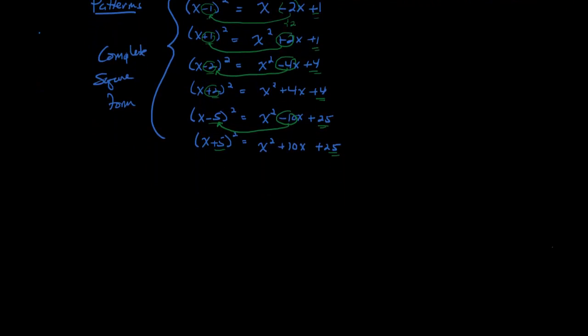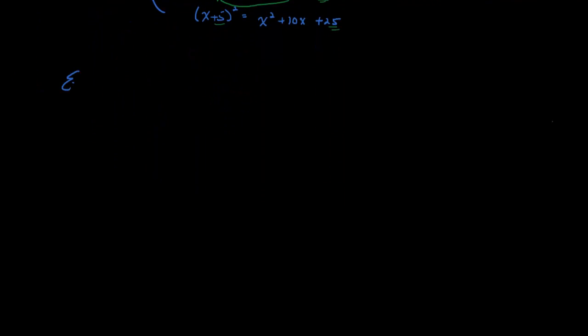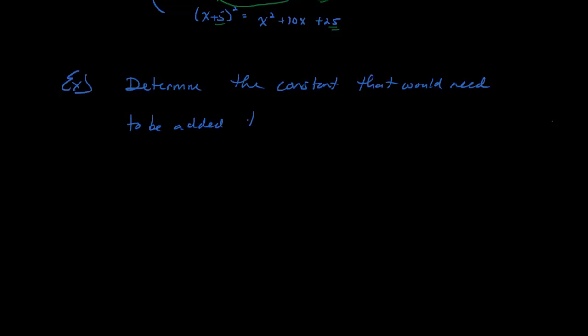So let's say in this next example, determine the constant that would need to be added to have a complete square. So let's say I had x squared minus 6x. What would that constant have to be such that you had a perfect square or a complete square?